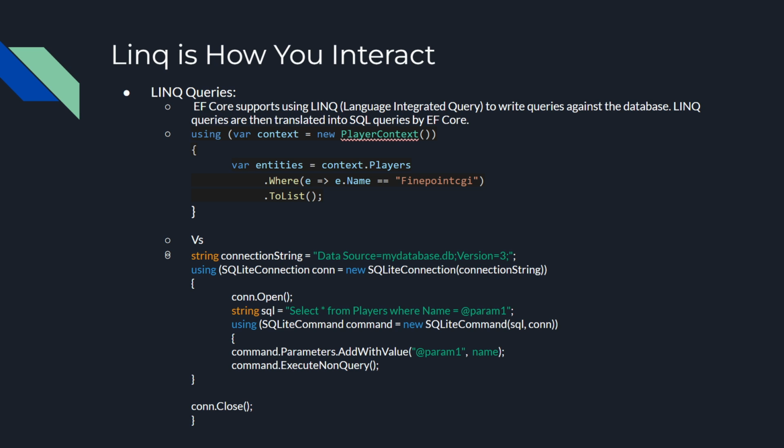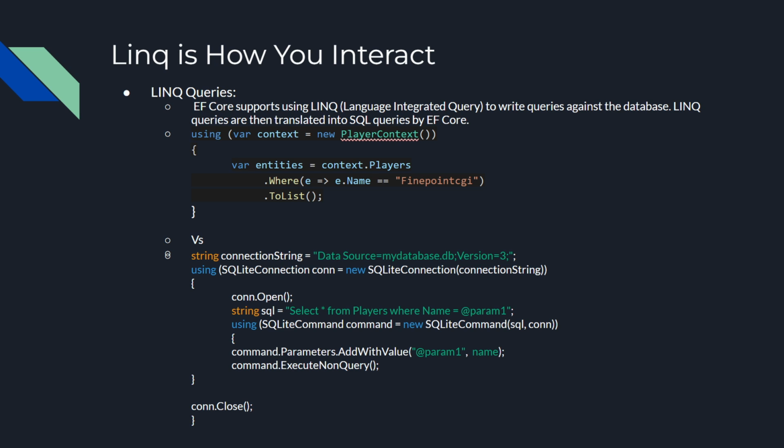Versus if we were doing something more like a SQLite connection, this is how we would do it. We would pull back our connection, open that connection, and run our command, which is select star from players where name is equal to our parameter 1, which would be Fine.CGI in this case.